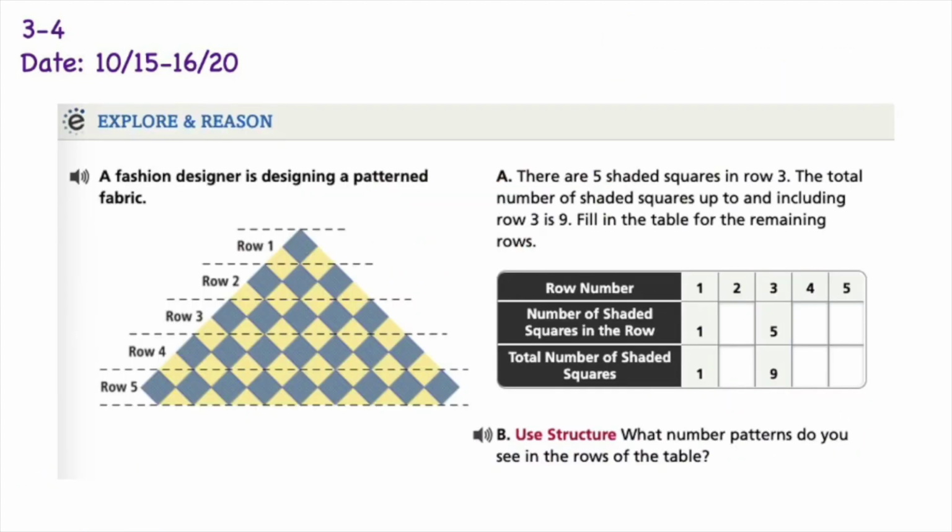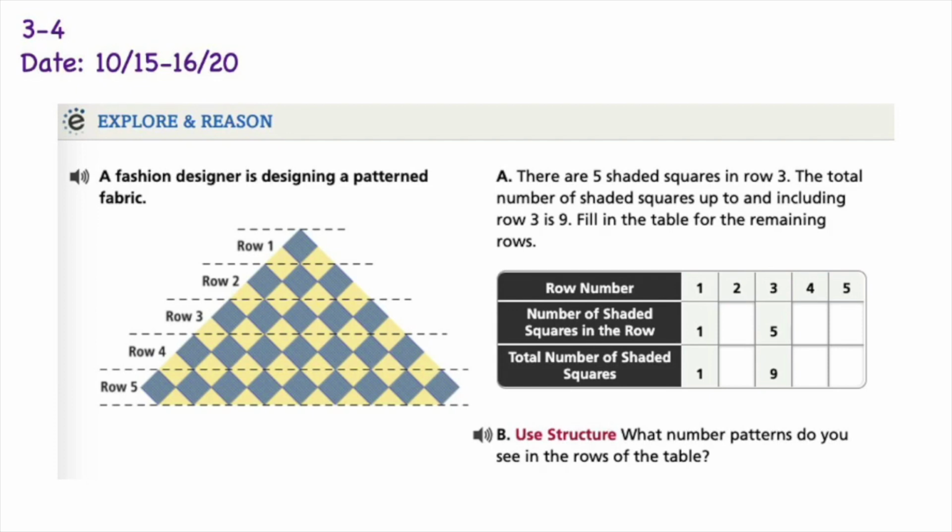All right, so let's start 3-4. This is Explore and Reason. Make sure you put today's date. It's 10/15 and 10/16. So a fashion designer is designing a patterned fabric. There are 5 shaded squares in row 3. So if you're looking in row 3, you can count the blue squares. There's 5 of them. So they filled the table down below at row 3. There's 5. The total number of shaded squares up to and including row 3 is 9.